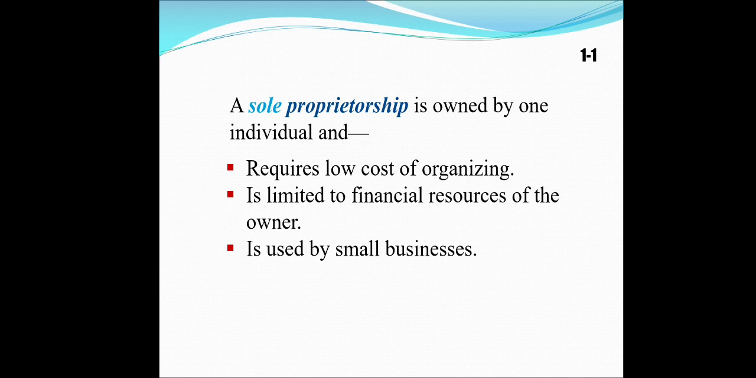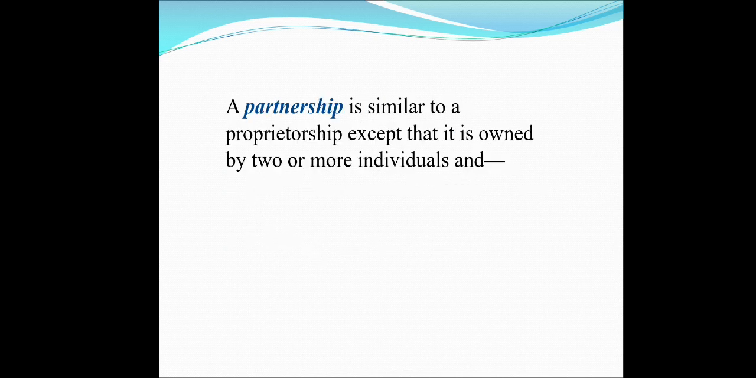Okay, that is about sole proprietorship. The second type of business, according to ownership, is called a partnership. A partnership is a business owned by several owners. In Malaysia, a partnership is a business owned by 2 to 20 people.